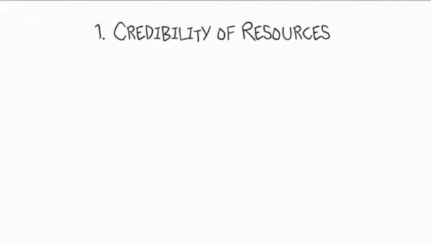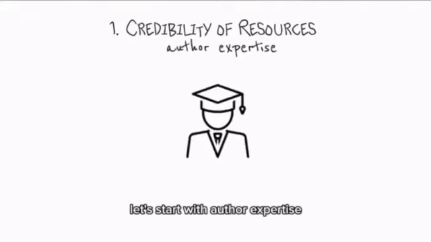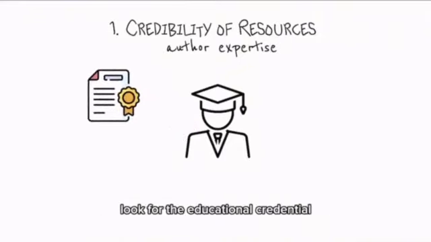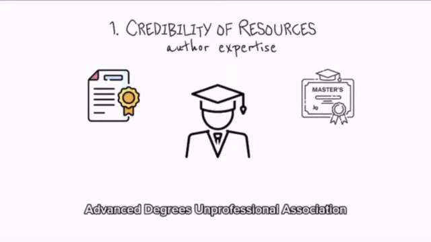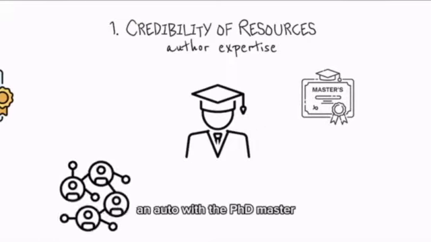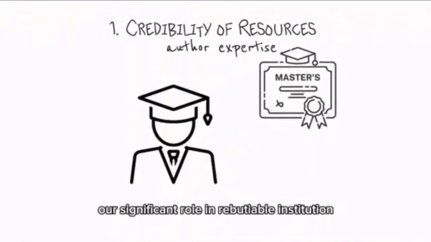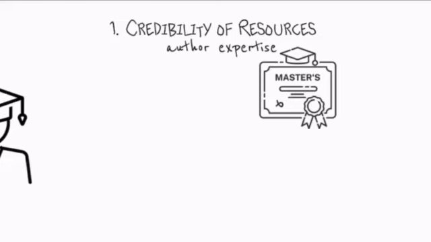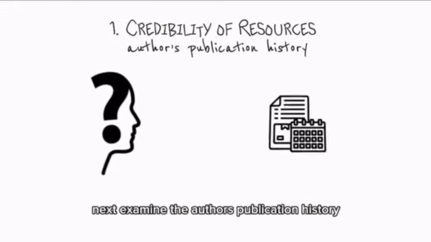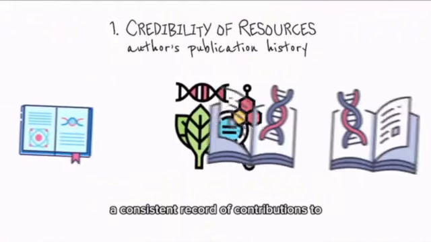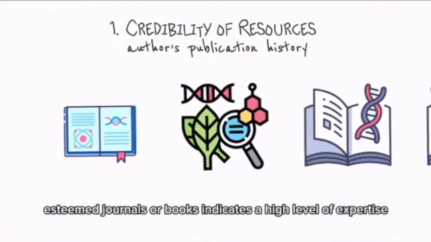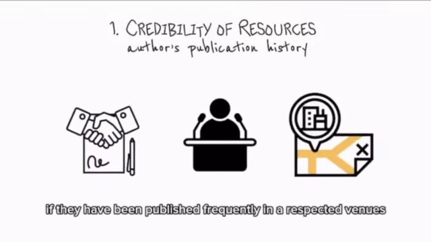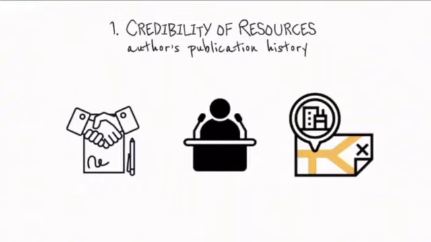Credibility of resources. Let's start with author's expertise. First, consider the qualifications of the author. Look for their educational credentials, advanced degrees, and professional associations. An author with a PhD, master's, or significant role in a reputable institution usually has greater authority on the subject matter. Next, examine the author's publication history. A consistent record of contributions to esteemed journals or books indicates a high level of expertise. If they have been published frequently in respected venues, that's a strong sign.